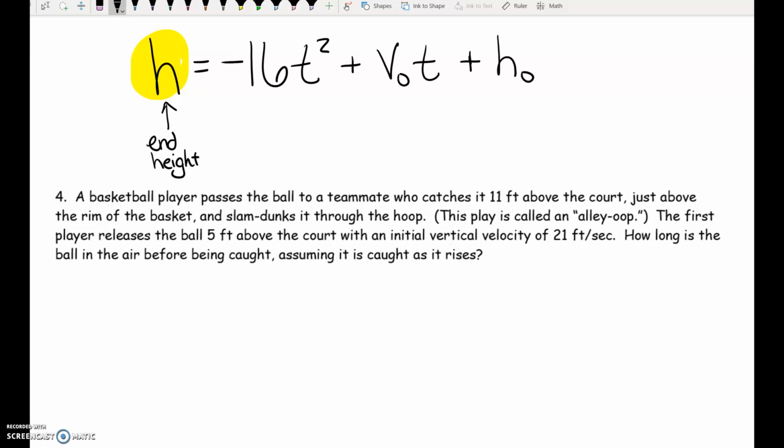So if an object is launched or thrown, when the object hits the ground, that would be the ending height. Or if the object is caught, that would be an ending height. Negative 16 has to do with gravity, so we don't really do anything with this first term. The next thing is v sub 0. V sub 0 is the initial vertical velocity.